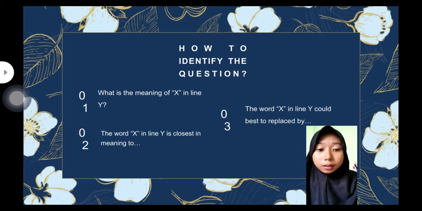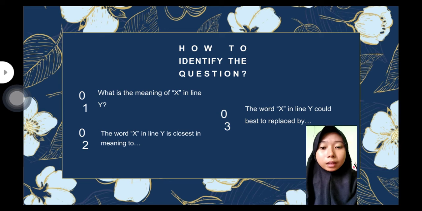And next material, how to identify the question. First, what is the meaning of X in line Y? Second, the word X in line Y is closest in meaning to. Third, the word X in line Y could best be replaced by.